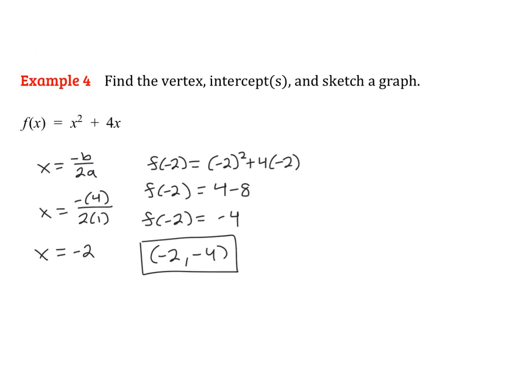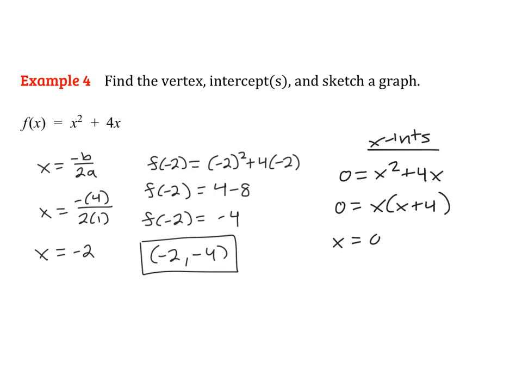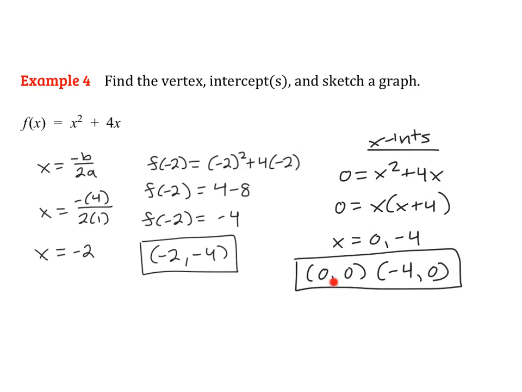Now let's see if we can find the intercepts. So to find the x-intercepts, again, we're going to set y equal to 0. And this one we can solve by factoring. This one you can factor using GCF, x times (x + 4). And we get two intercepts at x equals 0 and at x equals -4. So we're going to write those as coordinates. And you can see that this first one is not only our x-intercept, but it is also our y-intercept.